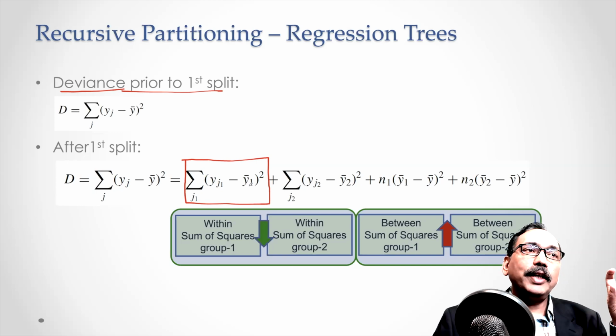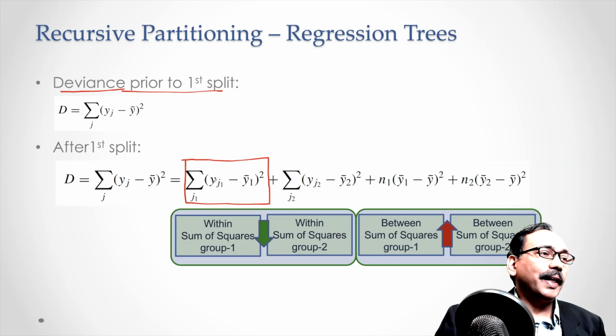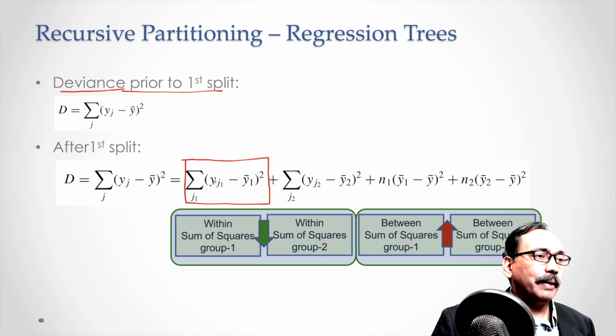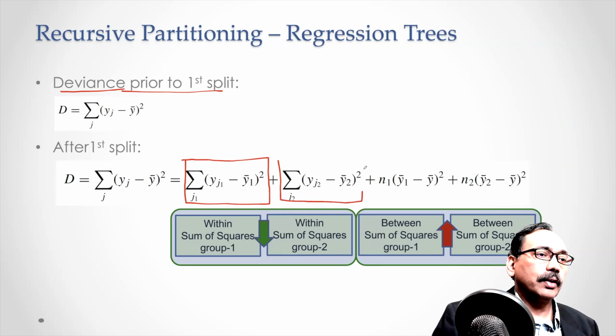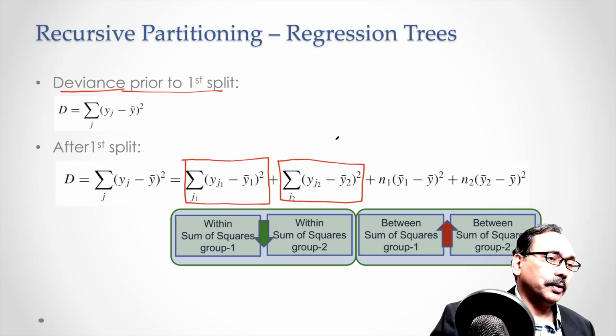So find the average of house prices in that group and then subtract it from the house prices, in terms of MEDV, for each of the houses in that group. Square that and add everything, that's your within sum of squares. And then you have a similar calculation for within sum of squares for group 2, the second node or second child from the parent.